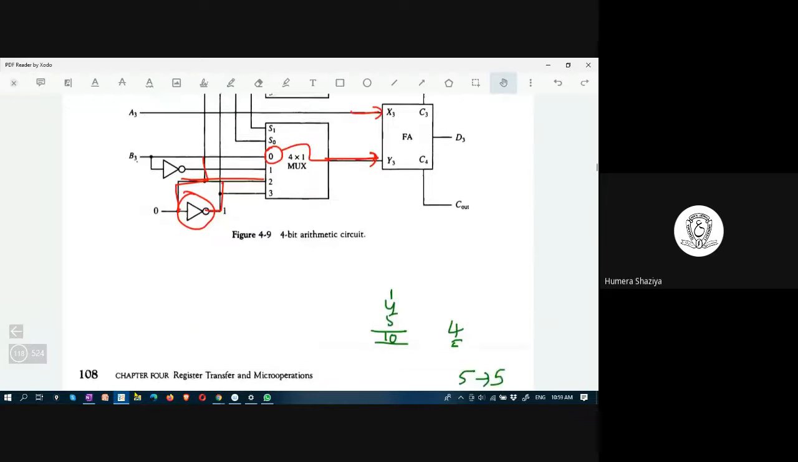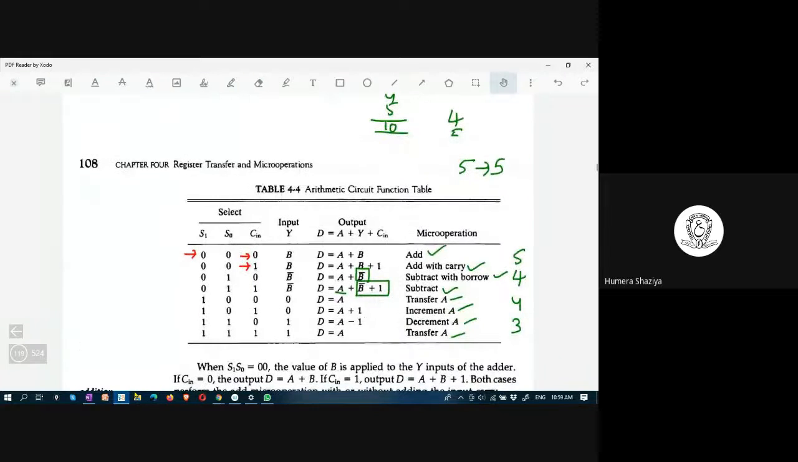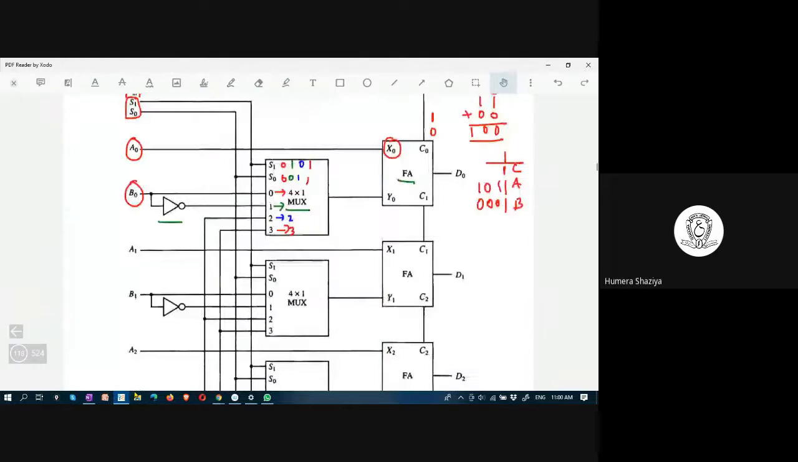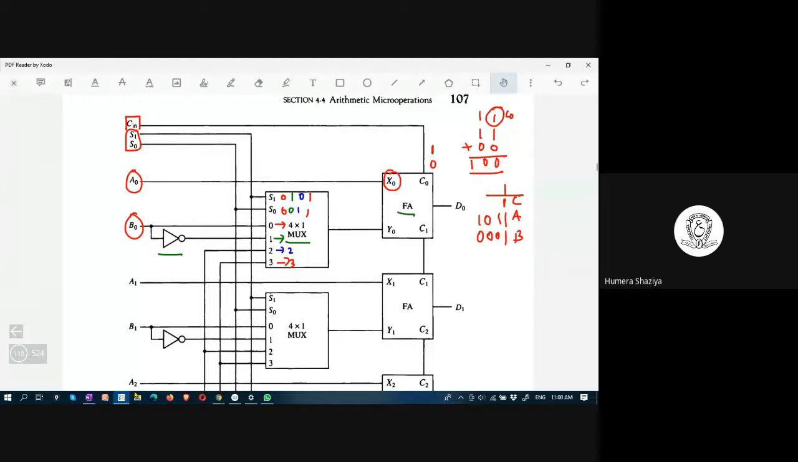And when S0 is 1 and S1 is 0 and Cin is 0, it is A plus B complement. Why B complement? When it is 0, 1, this first input is selected, and what is the first input? Complement of B. Here B is complemented. For all the multiplexers, the first input is the complement of B. But when Cin is also 1, it is subtraction using 2's complement.